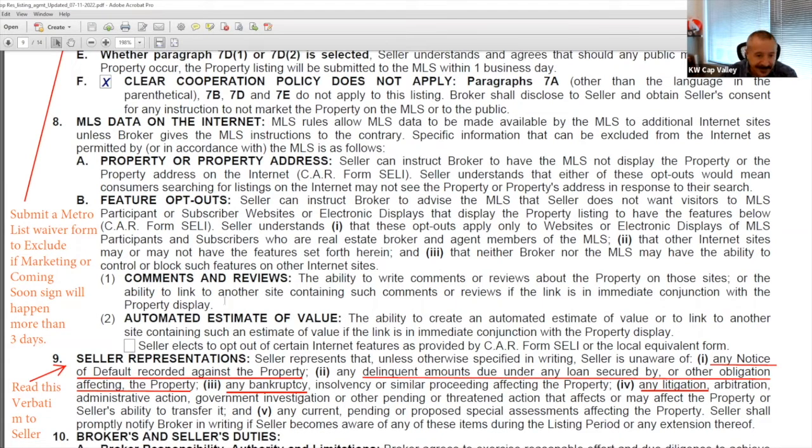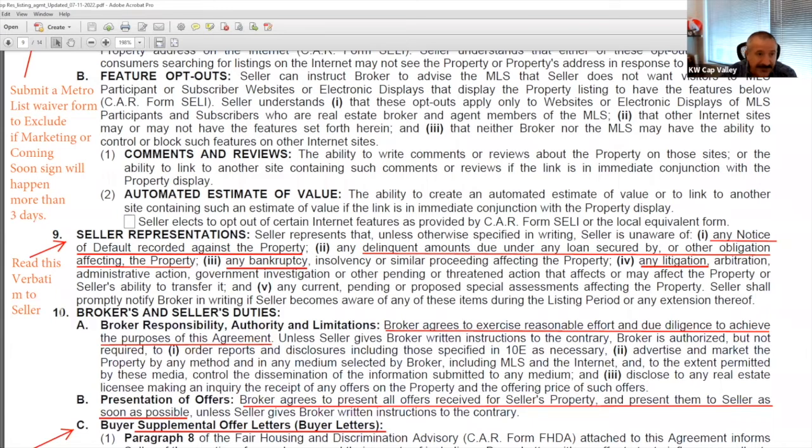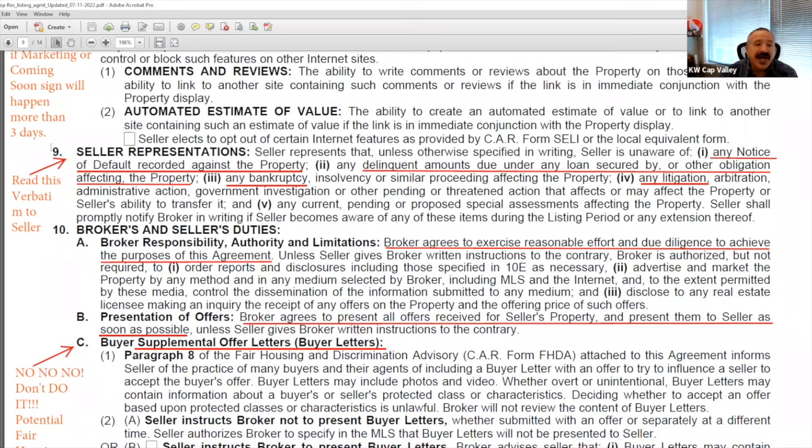You also, let's see here. So when you get down to item 9 here, seller representations, it's kind of an offensive statement, I guess one might call it, because basically you're telling the seller that they're representing that they're not being foreclosed on, they aren't behind on their loan, they haven't filed bankruptcy or planning on filing bankruptcy, they're not being sued, the government's not investigating them, all of these negative things.